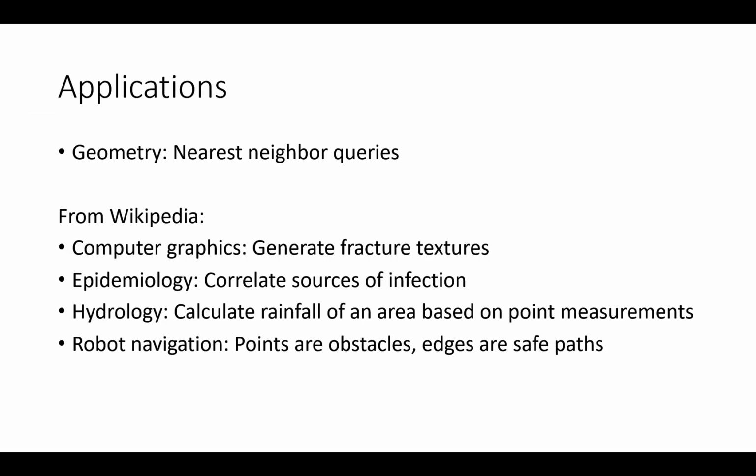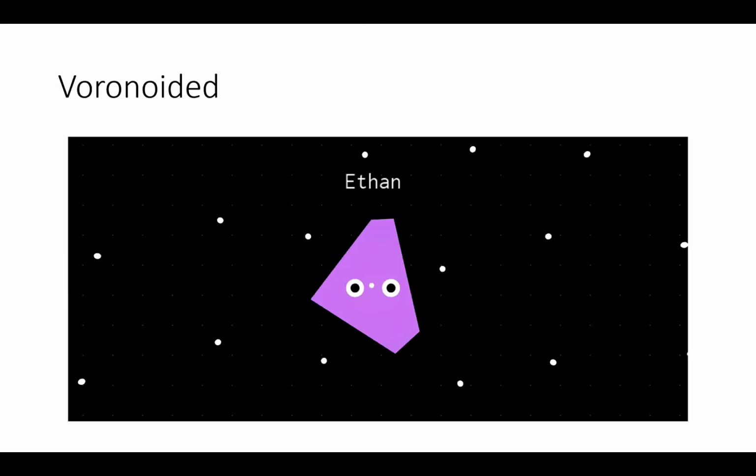So that's one application. Here's some more I just pulled off Wikipedia. I thought one that was kind of funny to me. So the last one, for robot navigation, is kind of the opposite of a nearest neighbor query, where points are obstacles that you want to avoid, and then the edges around the cells are the safest paths to take because they're furthest from the obstacles.